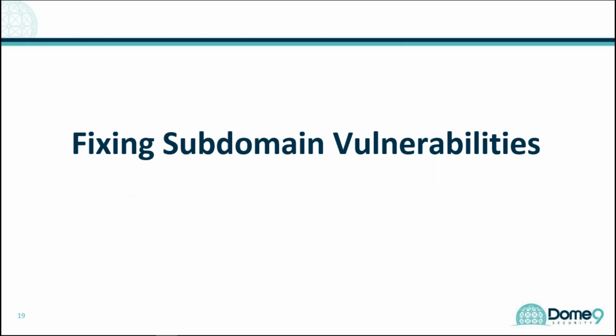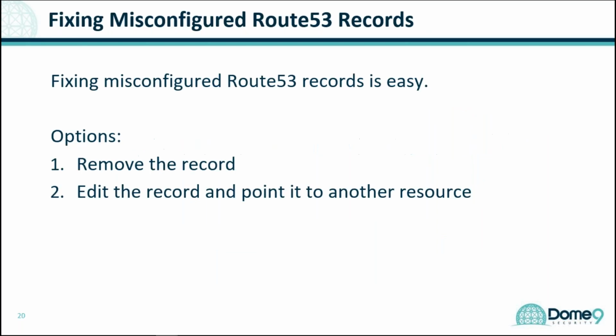Now it's time to talk about how we finish the detection. Now we want to fix the problem. So fixing subdomain takeover is very simple. There are two main possibilities for you to do the remediation. The first one is remove the record. So you can just go into the AWS console, and then you can just delete the DNS entry that points to basically nothing. The other option is just edit the record and point it to another resource.